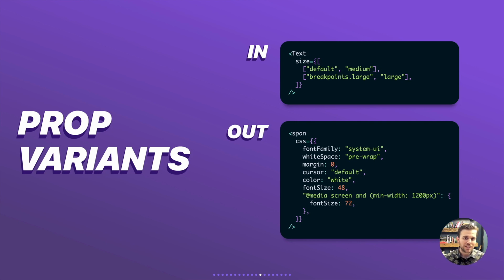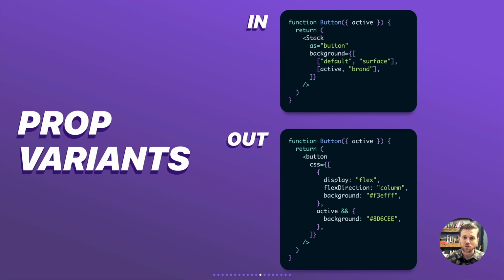In this first example, we can easily switch to a larger font size as the screen expands, targeting the tokens we previously set up. Next, we can see an example utilizing Boolean values to toggle an active background color on and off.